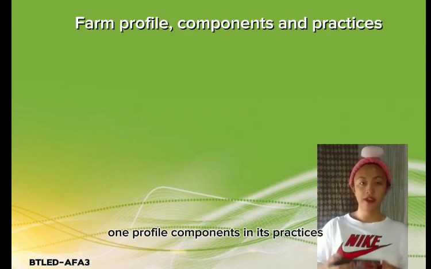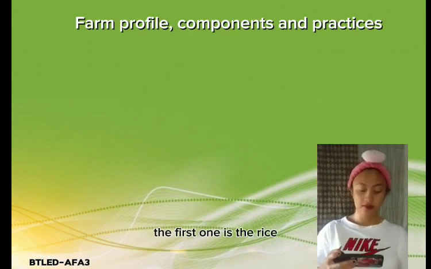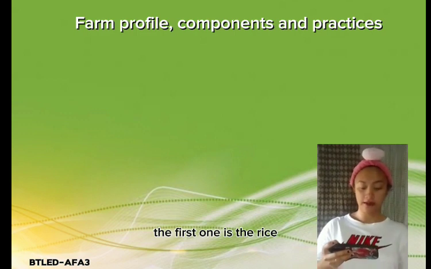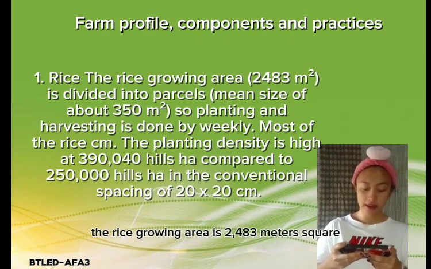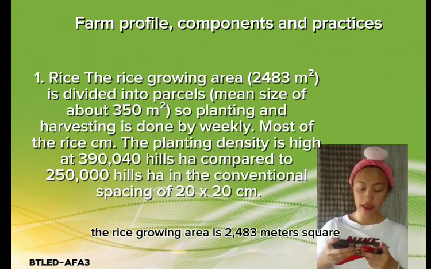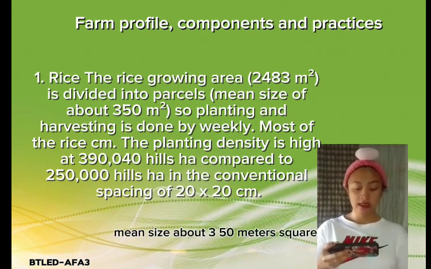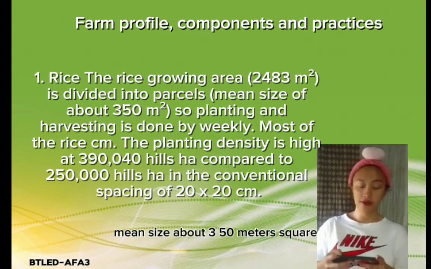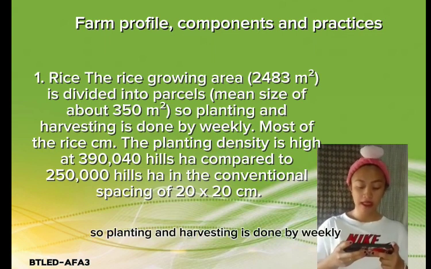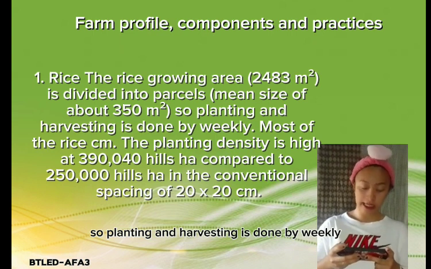Farm profile, components, and practices. The first one is rice. The rice growing area is 2,483 square meters. It is divided into parcels, with a mean size of about 350 square meters. Planting and harvesting is done bi-weekly.